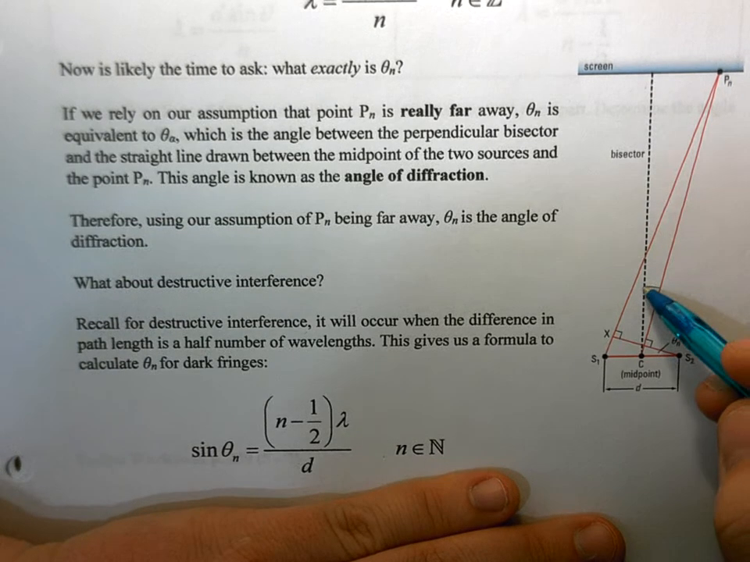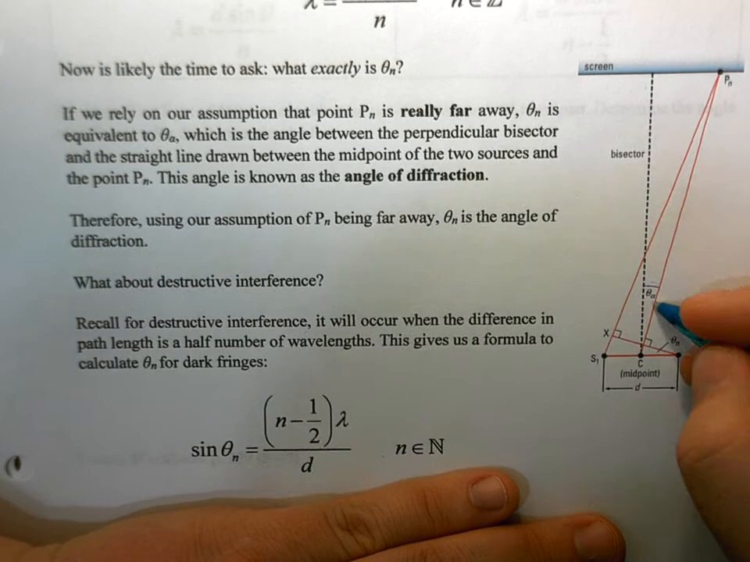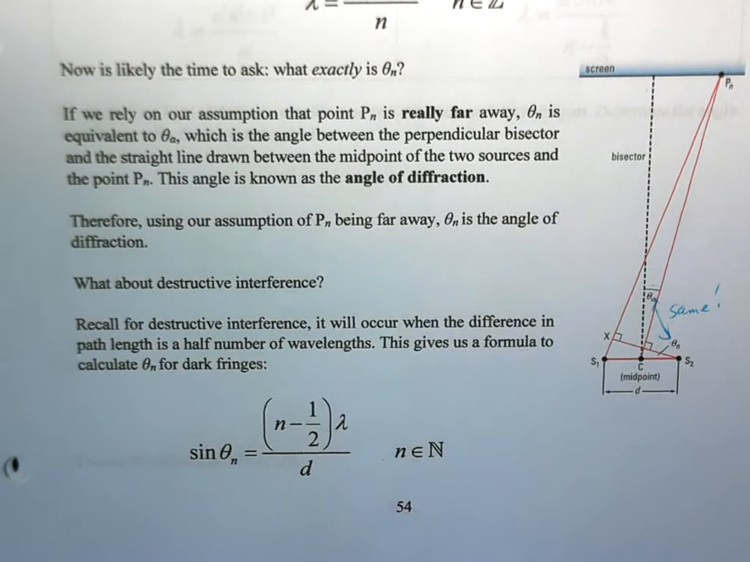So we're looking at that angle there. This angle here and this angle here, if our assumption holds that PN's far away, these two things are going to be the same. This is what I'm not actually justifying. Take me at my word for this, even though that's not something I like to encourage. Just trust me on this one.